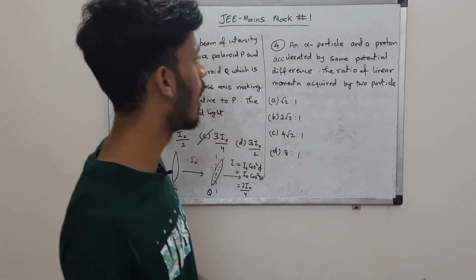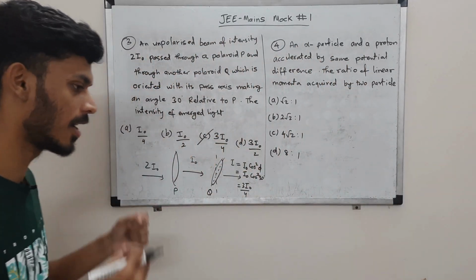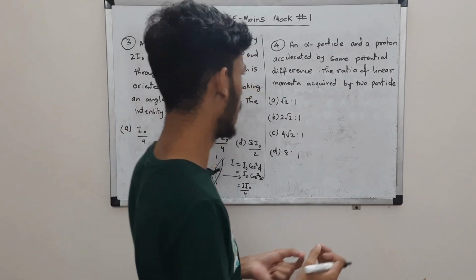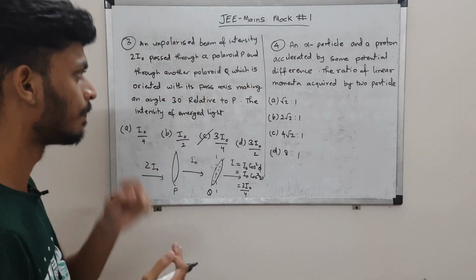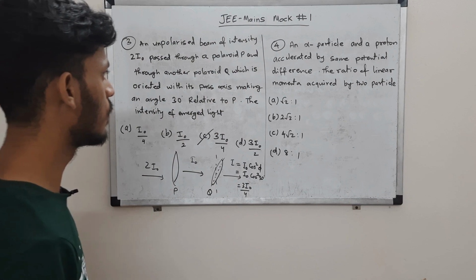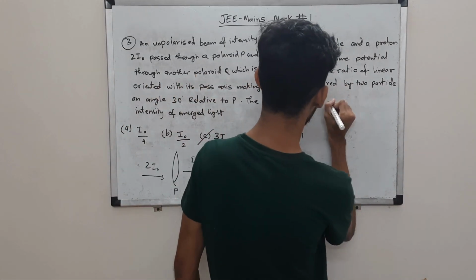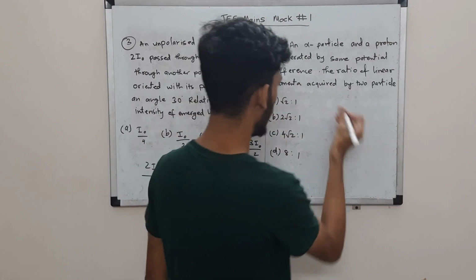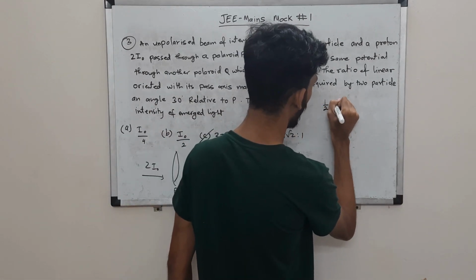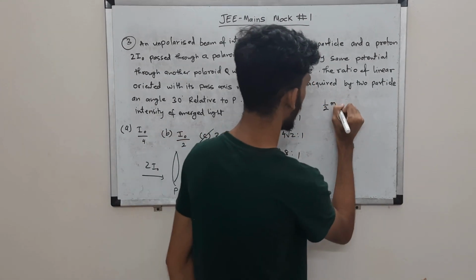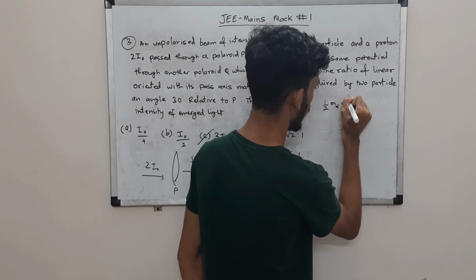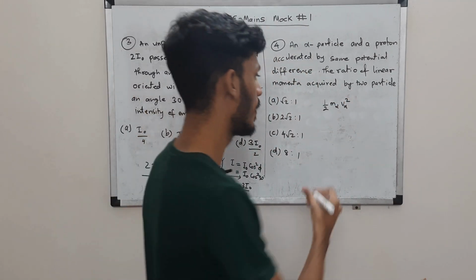We have here an alpha particle and a proton, which are accelerated by the same potential. You are supposed to find the ratio of the linear momentum acquired. Basically, we'll find the kinetic energy. So half m alpha v alpha square is the kinetic energy of the alpha particle.